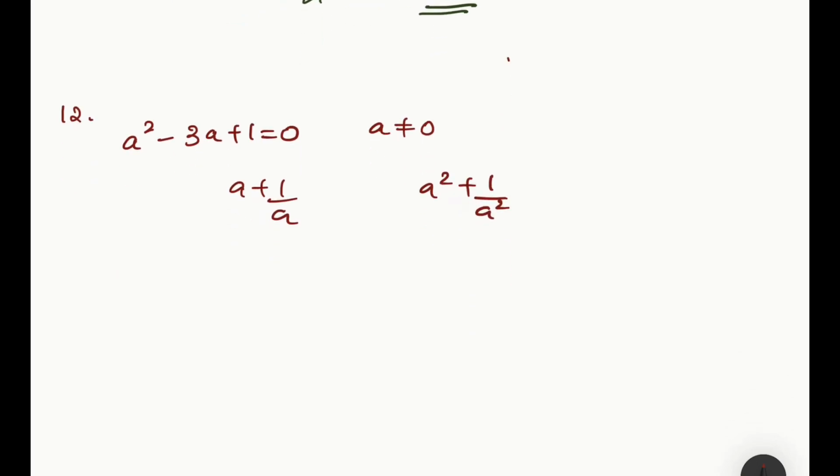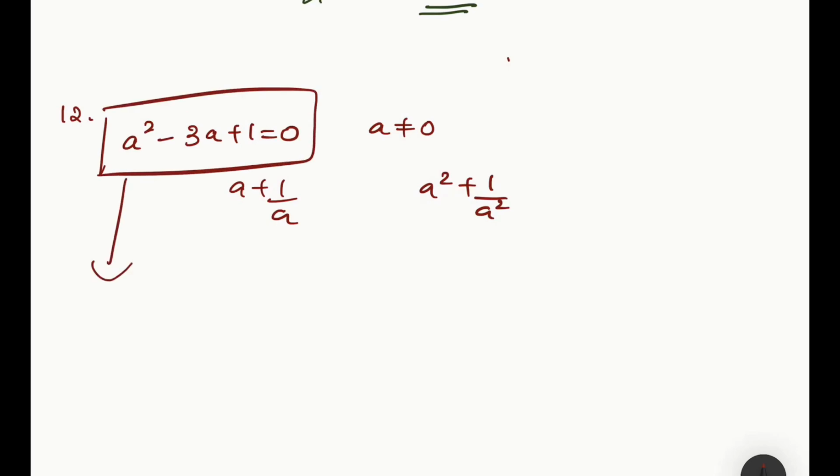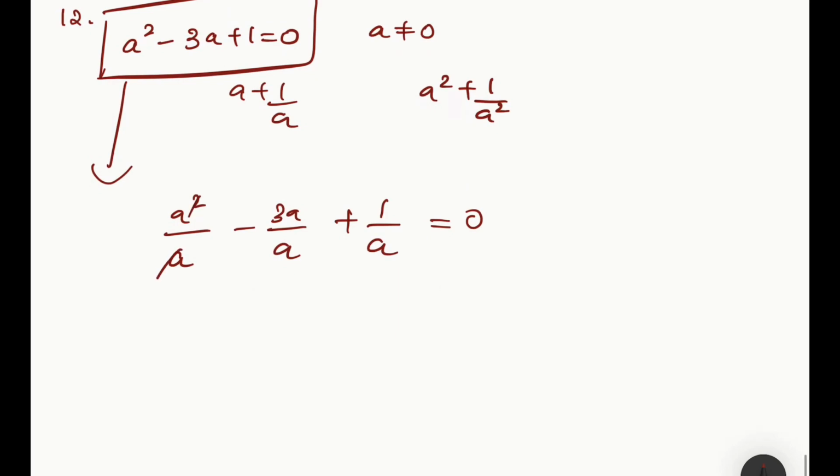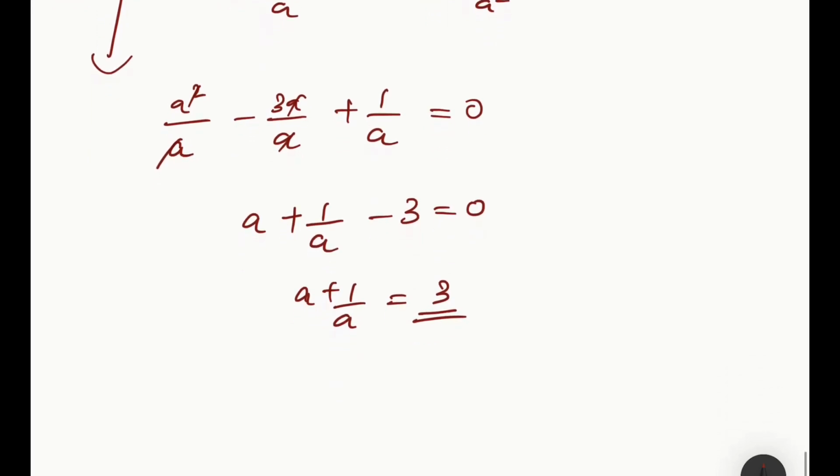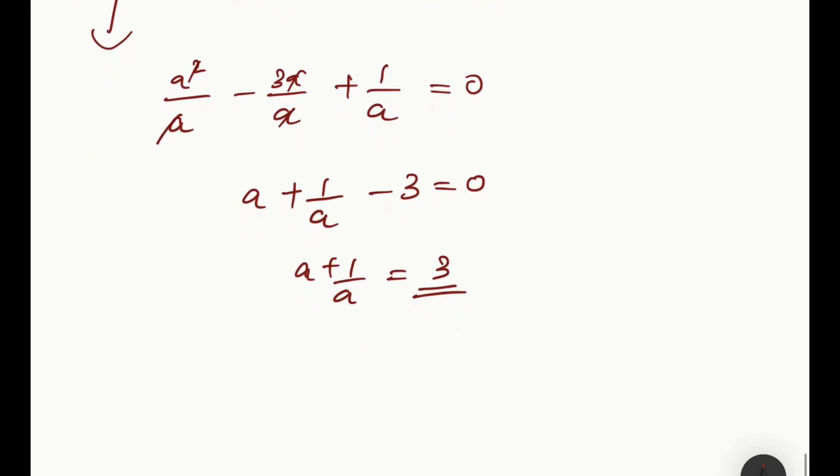So in order to do this, shall we divide the whole term by a? We are dividing the whole thing by a. So what do you get? a square by a minus 3a by a plus 1 by a equal to 0. Okay, so cancelling you get a plus 1 by a minus 3 is equal to 0. a plus 1 by a equal to 3 you get. Right? You clearly get a plus 1 by a is equal to 3. That is the value of a plus 1 by a.